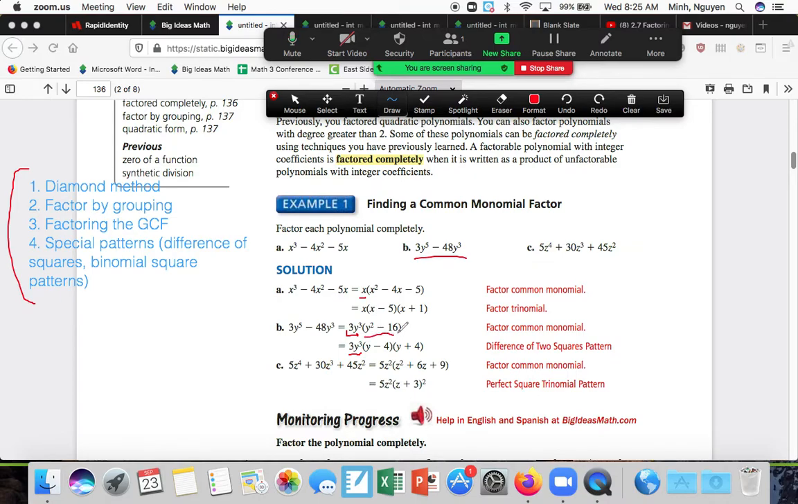This is a difference of squares pattern. So a squared minus b squared is equal to a minus b times a plus b. In this case, a being y and b being 4. So I've rewritten y squared minus 16 as y minus 4 times y plus 4. Again, if you have no clue how that works, it's definitely in math 2, but you can just Google difference of two squares pattern factoring, and you'll see videos where they do a ton of examples for that.